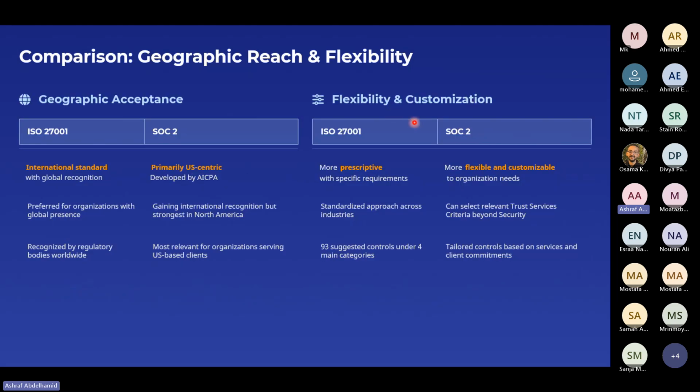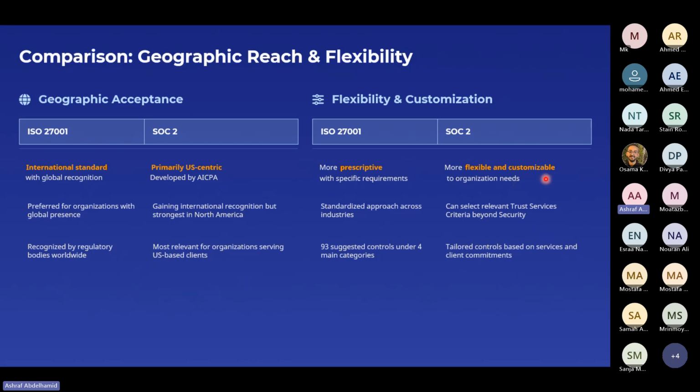Again, the flexibility and customization, we saw that once more. We said that ISO 27001 is more prescriptive. It means that it has specific requirements and a list of controls. The requirements are mandatory, and the controls are based on applicability; they should be adopted. But SOC 2 is flexible and customizable.